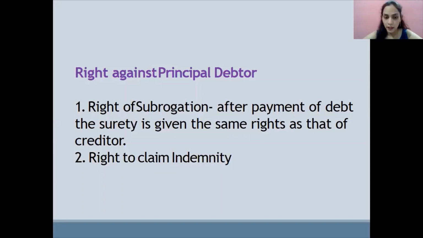Hence, now the principal debtor has to make good this particular loss that the surety has borne by making payment on his behalf to the creditor. So he has a complete right to claim back the amount which he has paid as a debt to the creditor. So this is termed as what? Right to claim indemnity. Make good the loss which the surety has borne by making payment on principal debtor's behalf when he defaulted to the creditor.